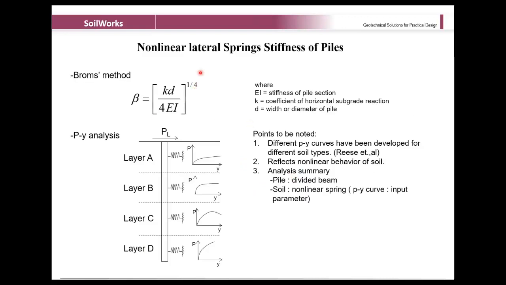In order to determine the nonlinear stiffness, or lateral nonlinear springs, we need to model them in structural software, and for that we are going to define nonlinear springs. There are basically different methods, and the major and most important method is PY analysis. We can use Broms' method as well. So this is one method, and we have PY nonlinear analysis.